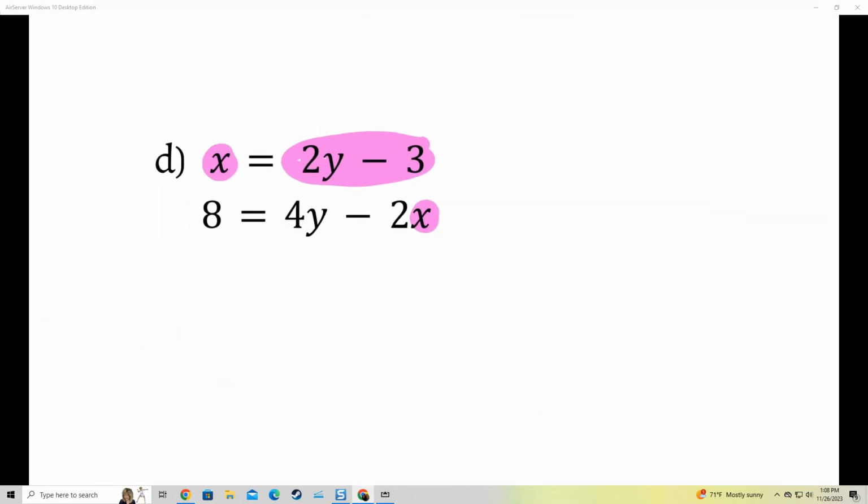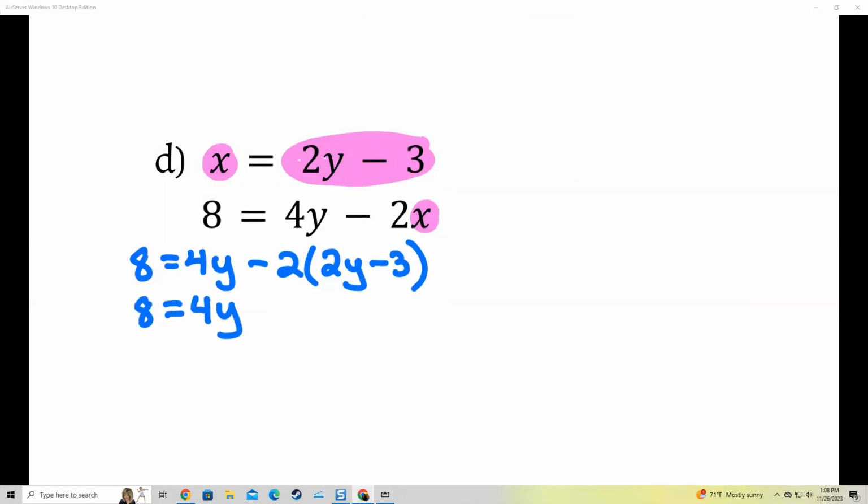So I get to write 8 equals 4y minus 2 times, there's my x. Because it's stuck with the 2, I'm going to put a parentheses right next to it, 2y minus 3. Remember that when we do stuff like this, I need to distribute all of this, which means I need to take this -2 and distribute it here and here. Don't just distribute the 2, distribute the -2. That's going to give me a -4y plus a 6.